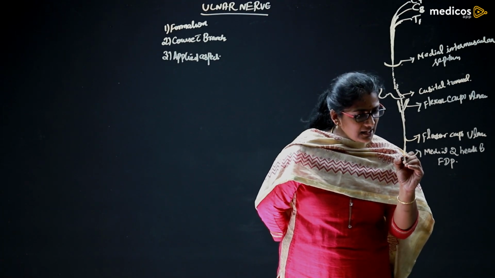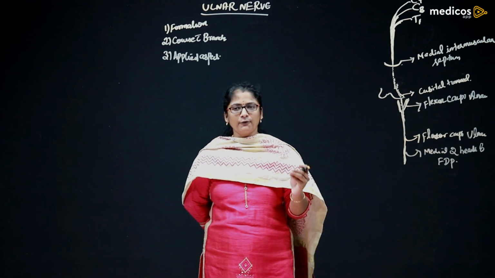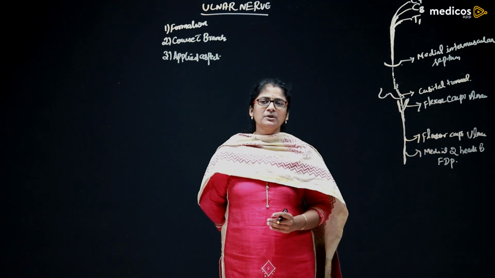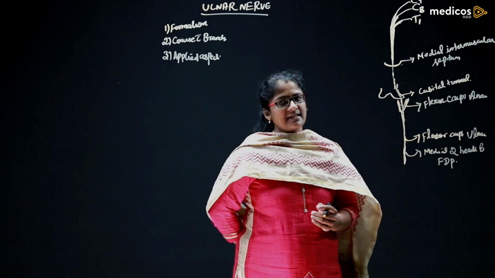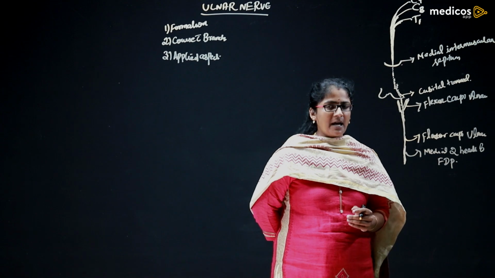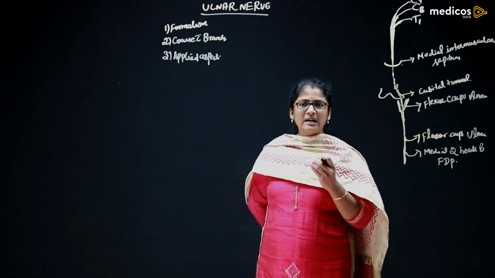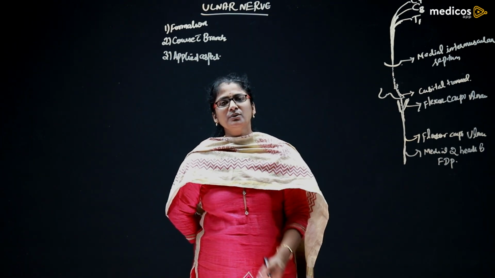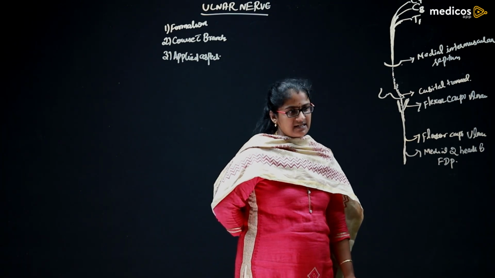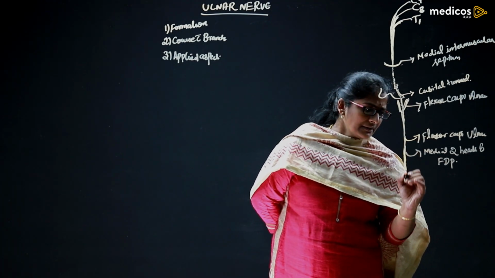After giving the branches, it descends in the forearm. The ulnar nerve is the most medial structure in the forearm. It lies medial to the ulnar artery and just lateral to the flexor carpi ulnaris in the lower part of the forearm. I repeat, in the lower part of the forearm, the ulnar nerve lies medial to the ulnar artery and lateral to the flexor carpi ulnaris tendon. Okay, so after that what happens?